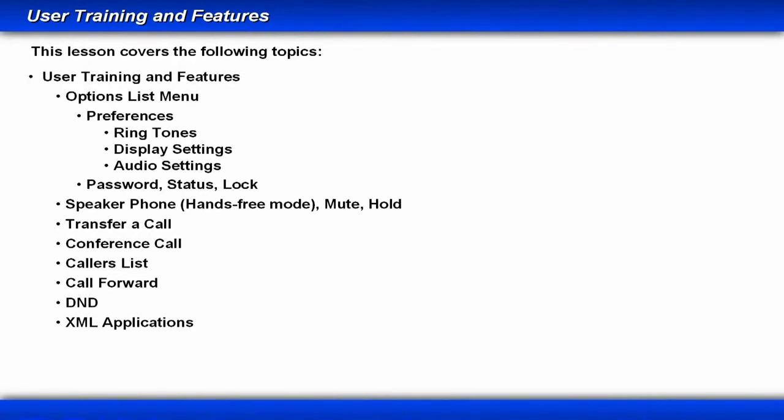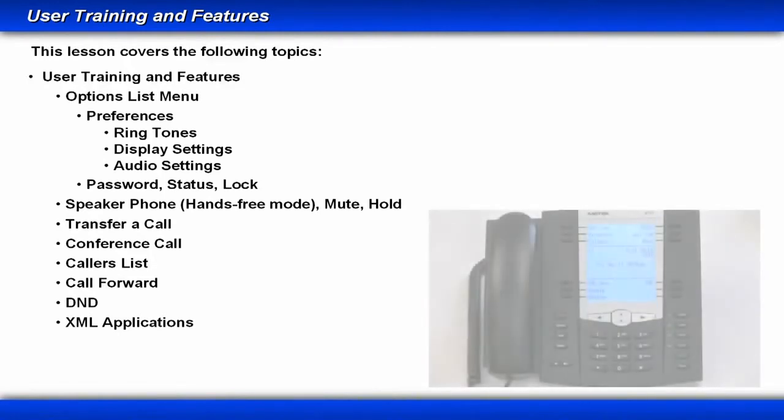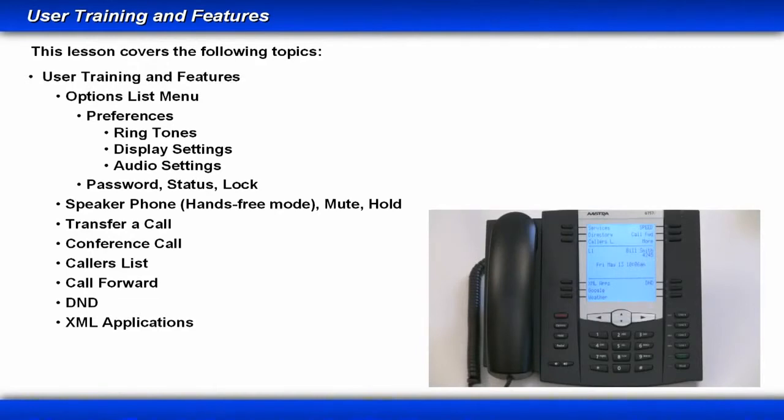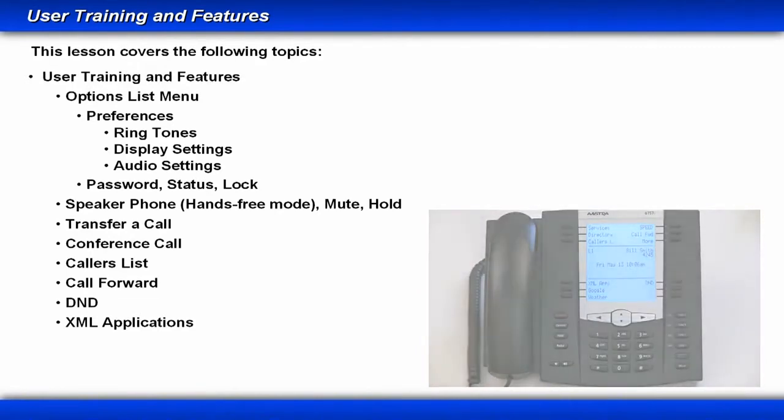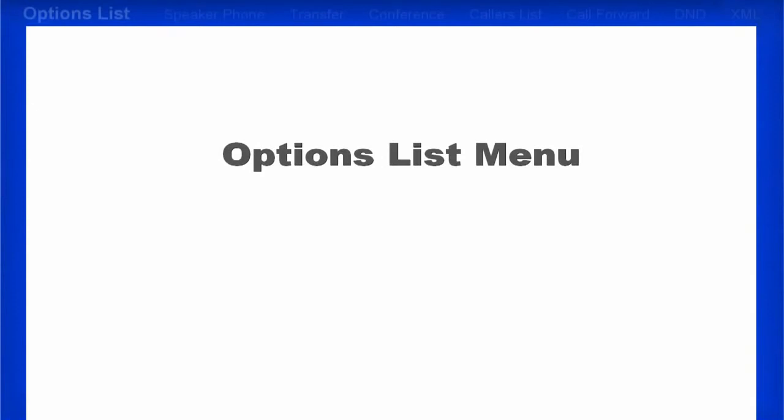I'll transfer a call, make a conference call, I'll access the callers list, I'll demonstrate call forward, do not disturb, and I'll access an XML application. In this lesson, I'll use the 6757i to demonstrate the features and functionality of the keys.